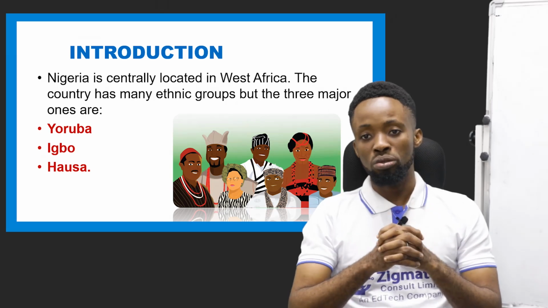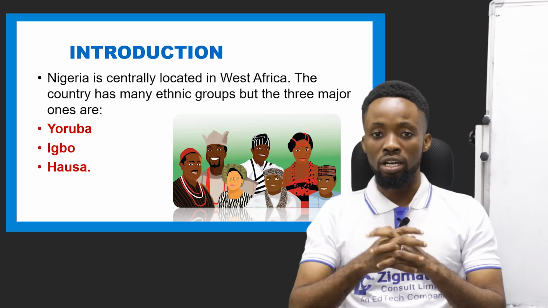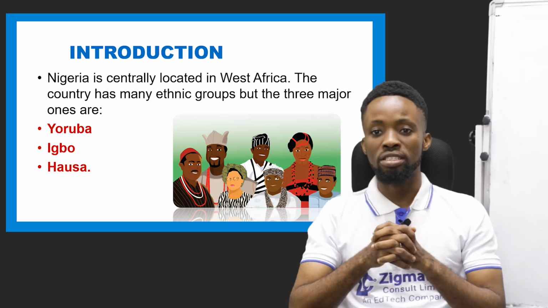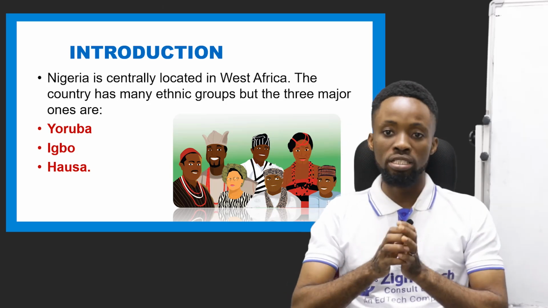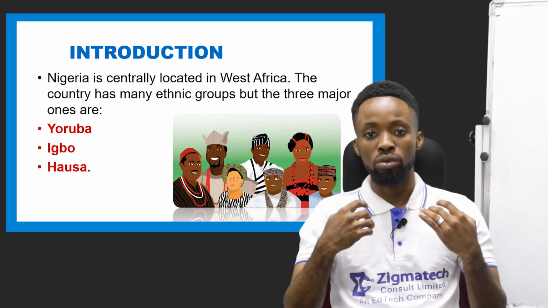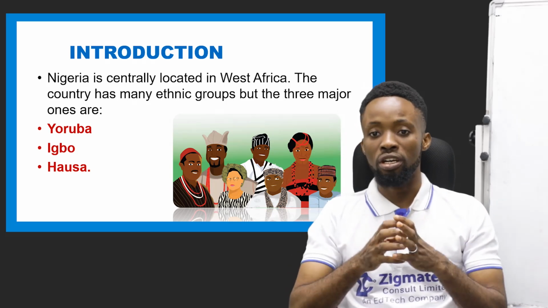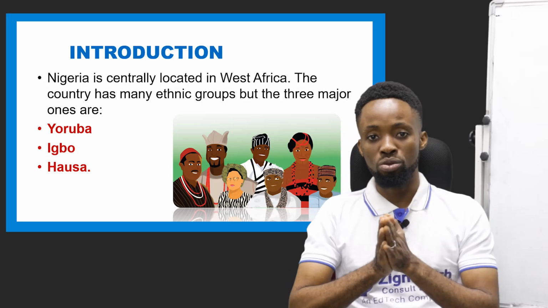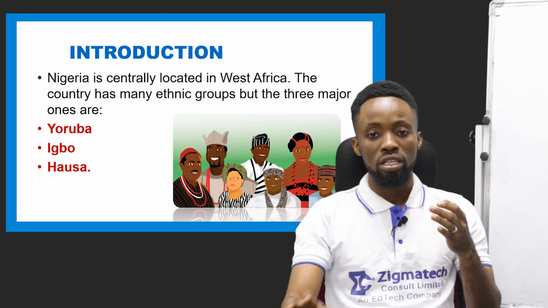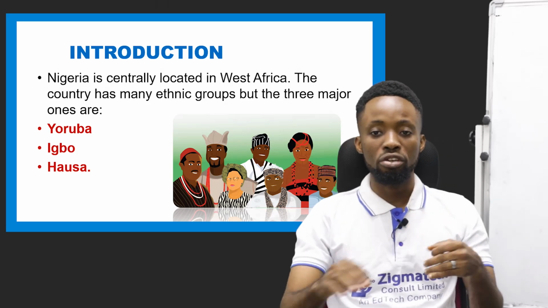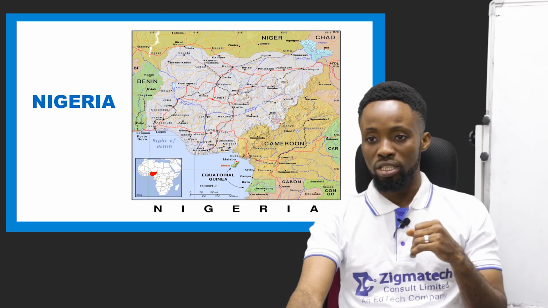Now, as we all know, Nigeria is actually located in Africa, and West Africa to be precise. And Nigeria is a multi-ethnic society, meaning that we have lots of ethnic tribes and religions in Nigeria. But the three major ethnic groups we have in Nigeria are the Hausa, the Igbo, and the Yoruba. So let's just have a glimpse of what Nigeria is.